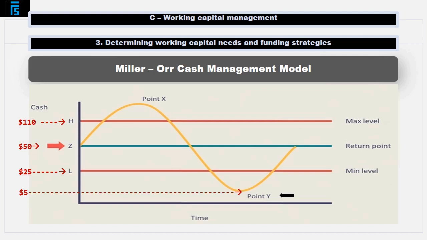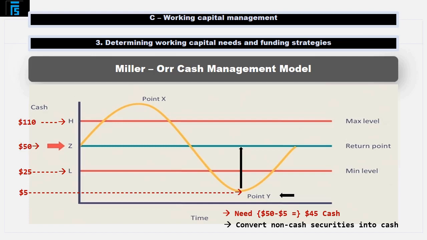You should know by now that the company wants to maintain its cash levels at the return point. So in this example, it is $50. So the company would convert its non-cash securities into liquid cash to restore the cash balance to Z. How much does the company need when it is at point Y? To restore the cash balance to the ideal, it is $50 less point Y of $5. So it needs $45.